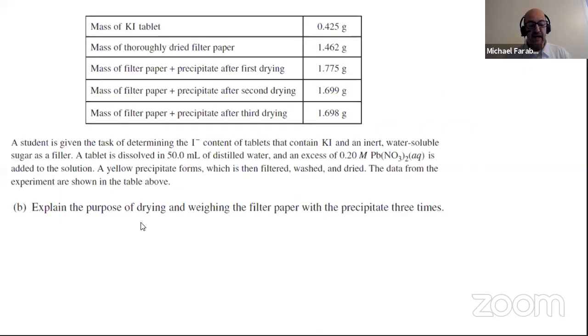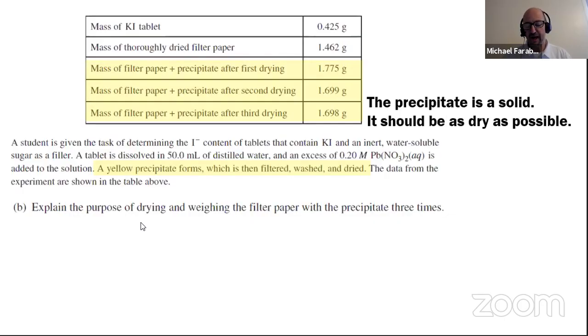In part B, explain the purpose of drying and weighing the filter paper with the precipitate 3 times. Well, as you might imagine, it says a yellow precipitate is filtered, washed, and dried. That is a solid. So the precipitate being a solid, it should be as dry as possible. We don't want to put lead iodide that is wet with water on the scale because it would not give us an accurate mass of just the solid itself.